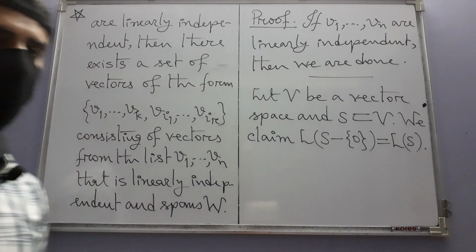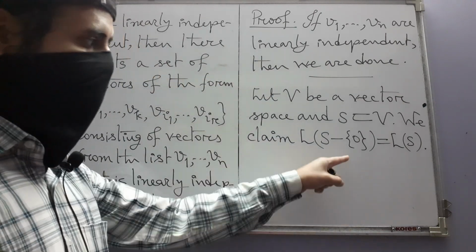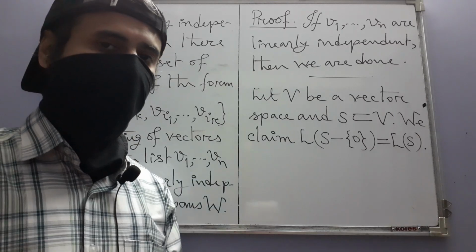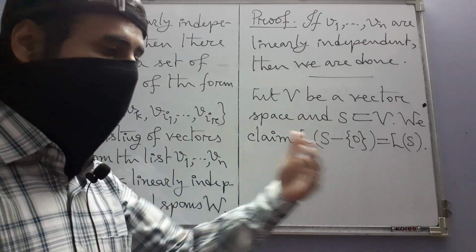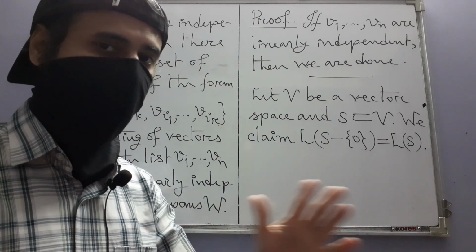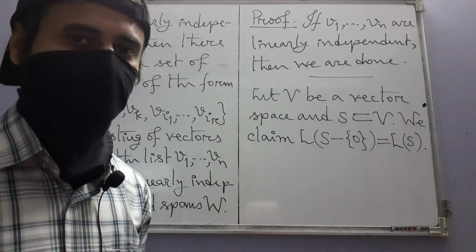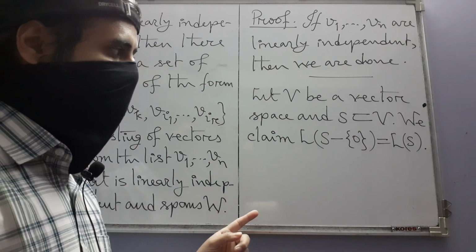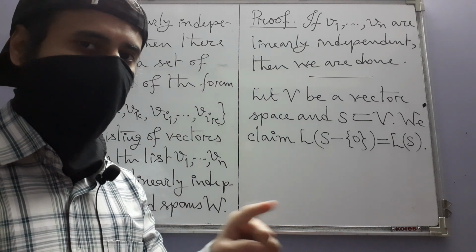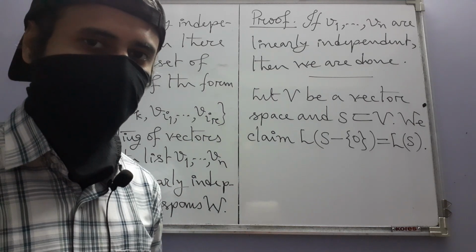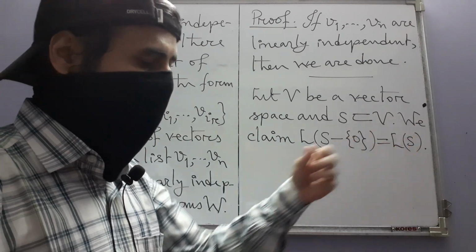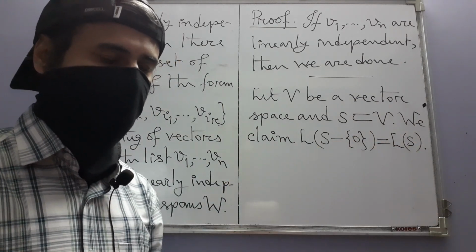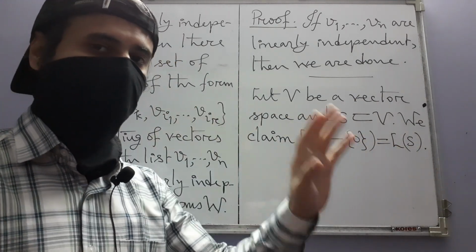We are now going to prove this claim. What will this claim give us? It will give us the ability to replace the original list of vectors vi by another list where the 0 vector is not present. Do you see why? Because if S consists of those vi's, then L of S is your W.